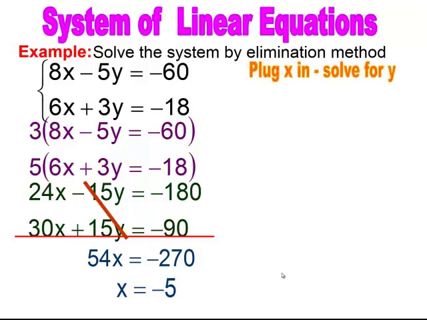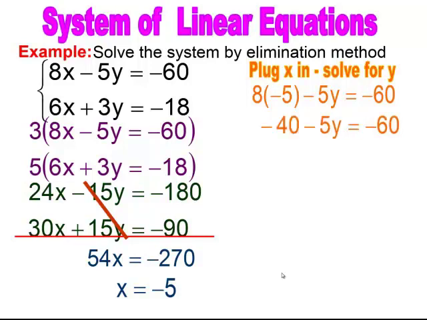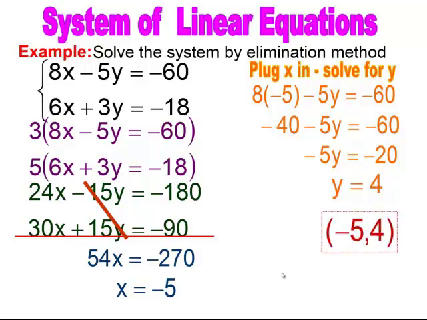And now I'm going to take that, and it doesn't matter which one you choose to plug it into. I chose the first one. I'm taking x, plugging it into the x value of the first equation, and I'm going to solve for y. I get a negative 40 minus 5y equals a negative 60. Two-step equation. I add 40 to both sides, and then I divide through by a negative 5, and I get y equals 4. And then I'm going to write my answer as an ordered pair, and my solution here will be a negative 5, 4.